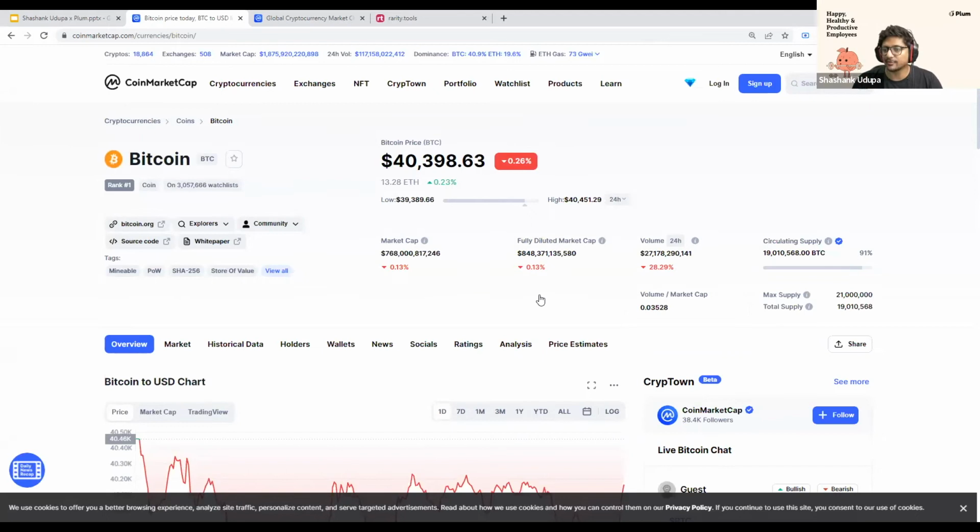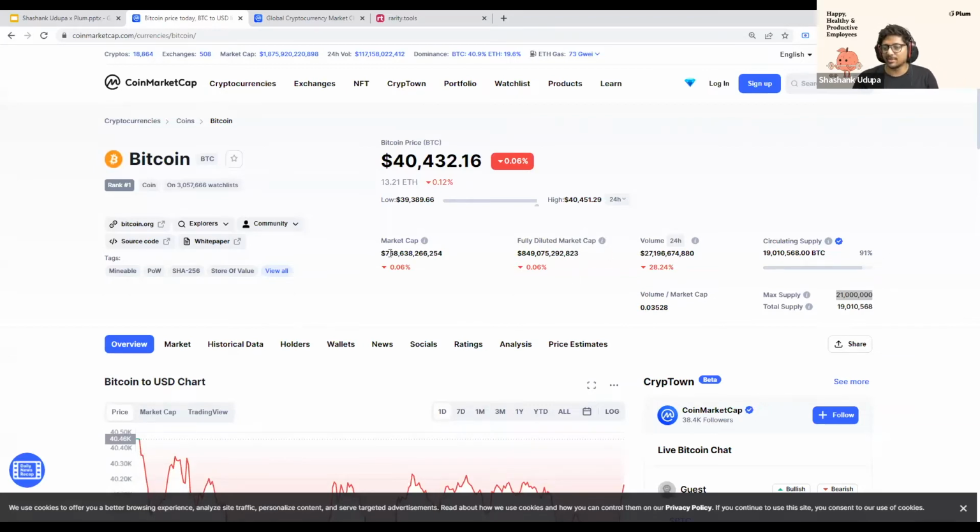The total number of coins is very important. What is the max supply of Bitcoin? 21 million coins. Very simple. What is the total supply currently? 19 million is currently trading in the market. And the max supply is only 21 million coins. So the number of people who want Bitcoin is much more than 21 million. So that is why the demand is more, supply is less. So the price goes up like this, right?